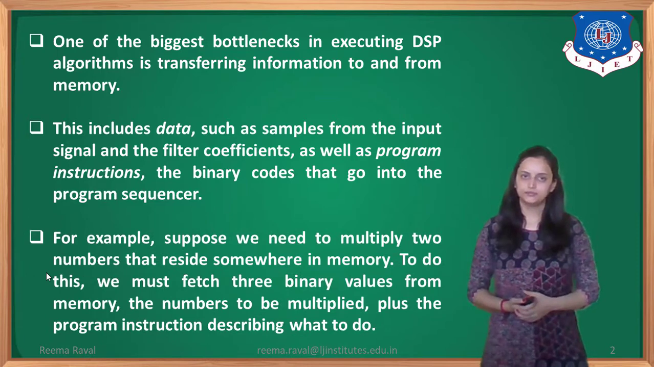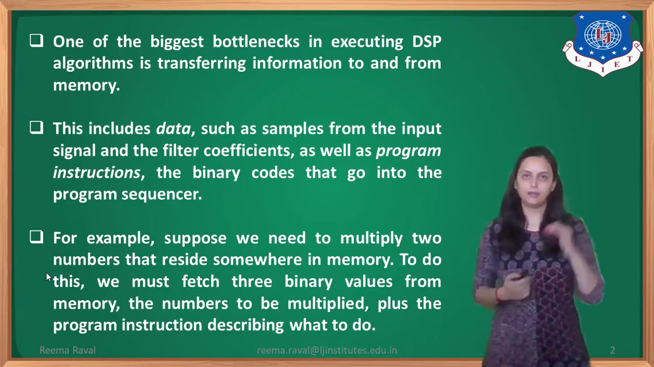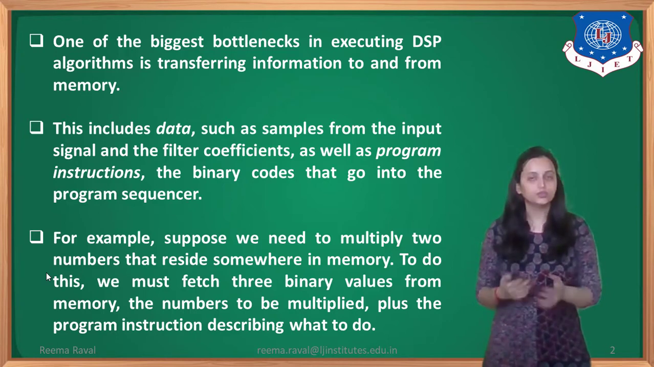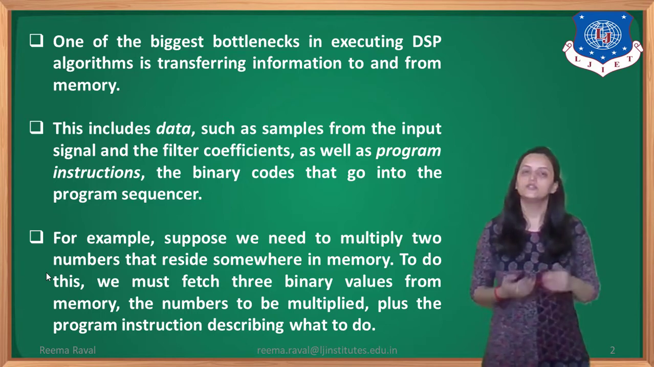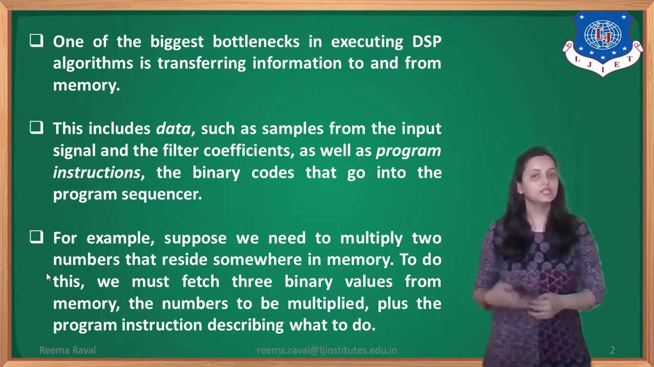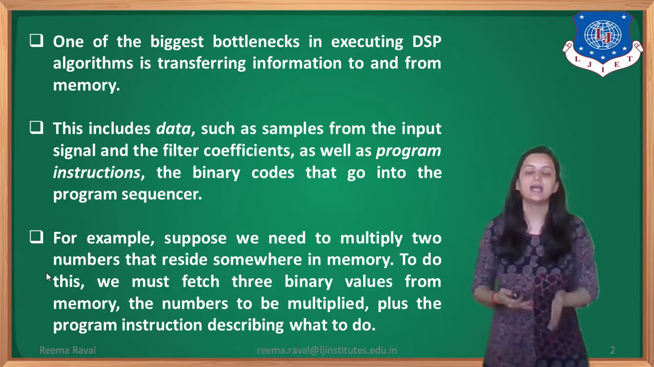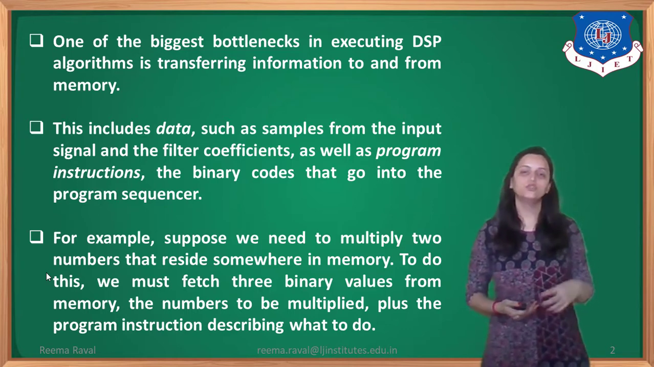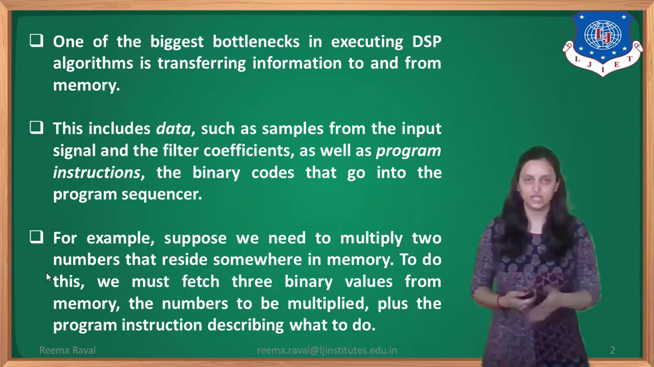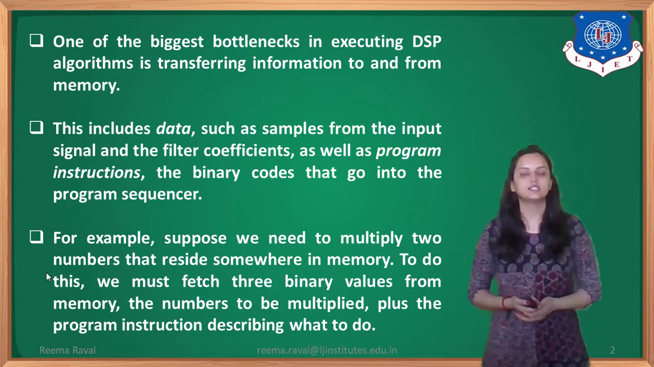For example, suppose we need to multiply two numbers that reside somewhere in the memory. To do this, we must fetch three binary values from memory: the numbers that are to be multiplied plus the program instruction deciding what to do. So these are the steps we need to do for executing a particular operation using the digital signal processor.